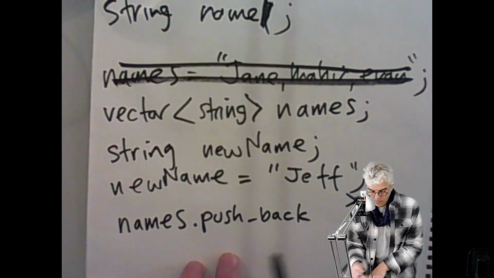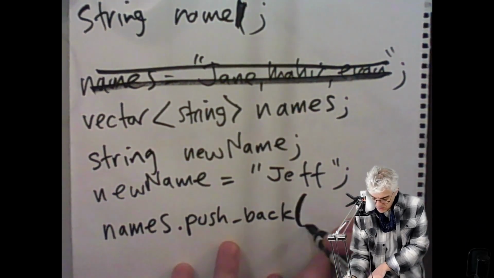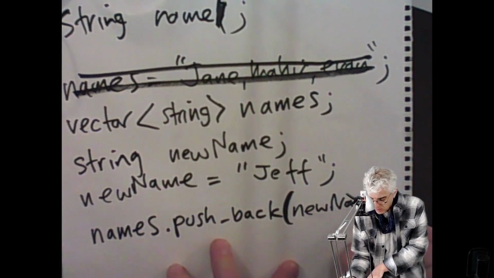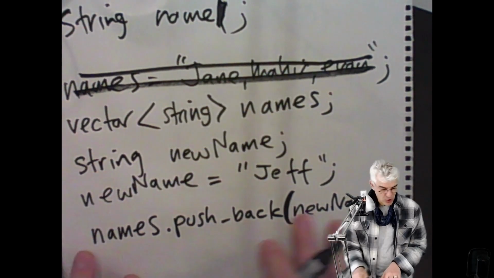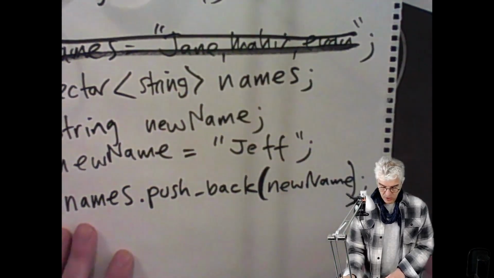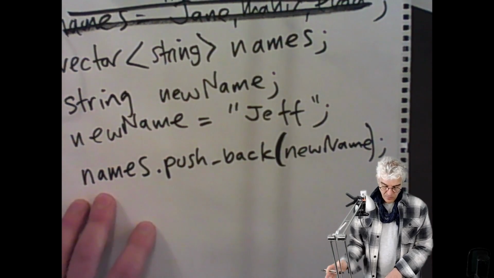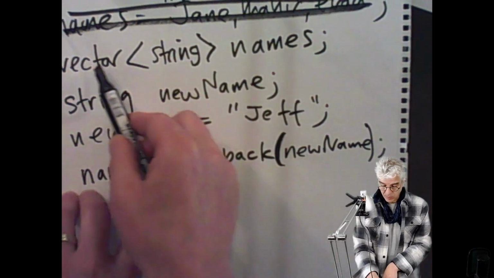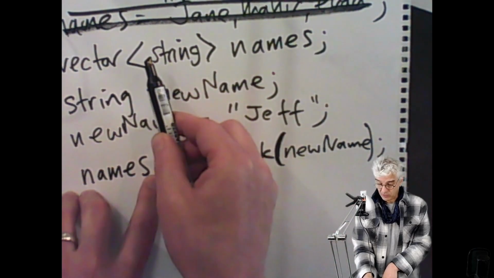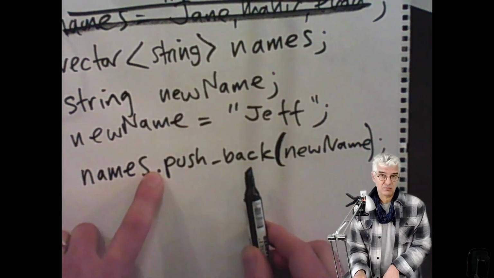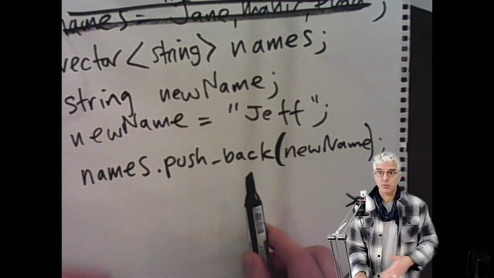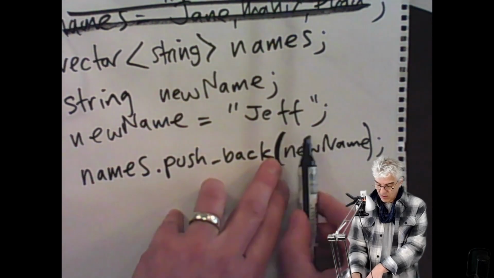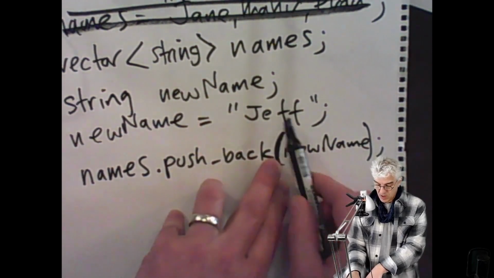So I'd say push_back whatever is in my variable new_name. So now we've actually got a complicated looking piece of code here. I say take the vector that we named up here called names. It's going to be full of strings, and stick something on the end of it. And this is going to be the first piece, but it could be the nth piece. Push onto the back of it this variable called new_name, and it's Jeff.